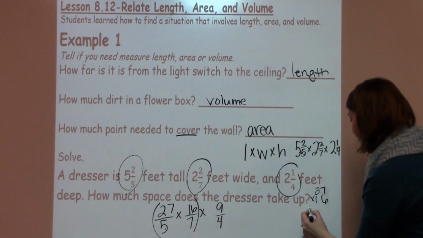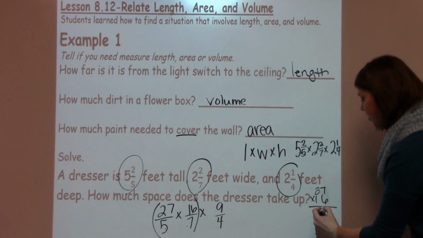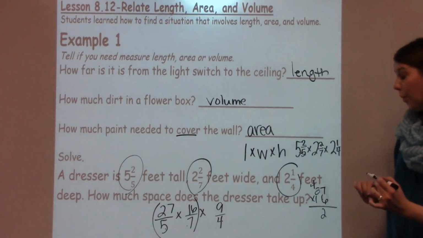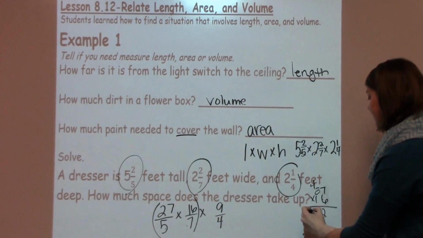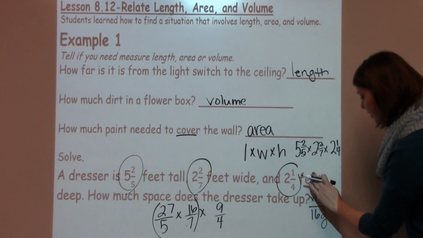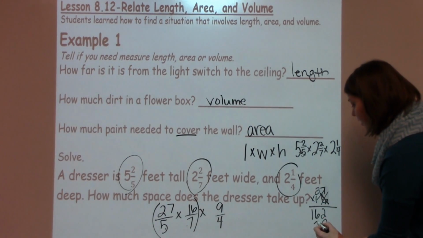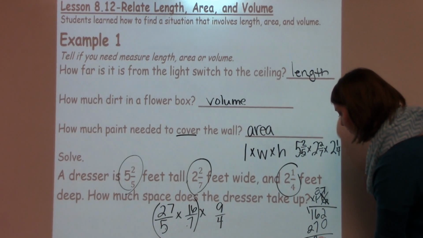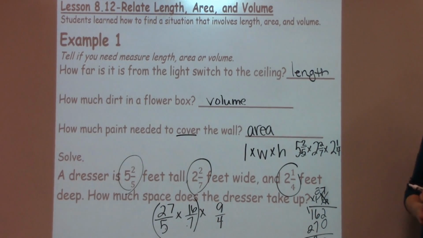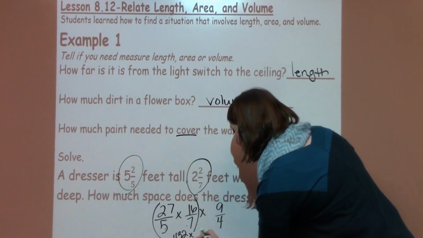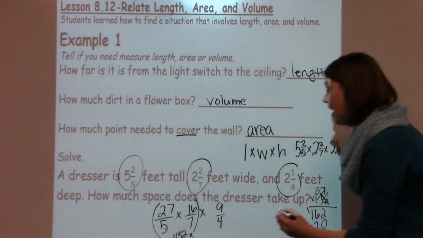27 times 16. 6 times 7 is 42. Carry my 4. 2 times 6 is 12, plus 4 more is going to be 16. Put my 0 down, and I'm going to multiply. My 7 times 1 is 7. My 2 times 1 is 2. I've got 2, 13, carry my 1 for 4. I've got 432. I'm going to go ahead and write that down. I take this number times 9 fourths.